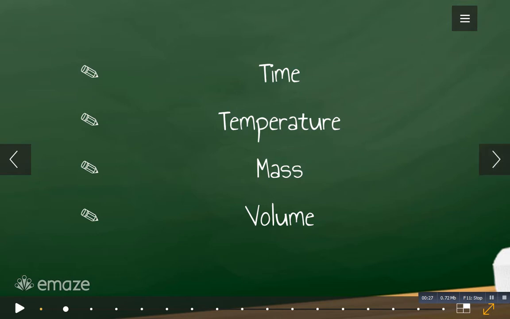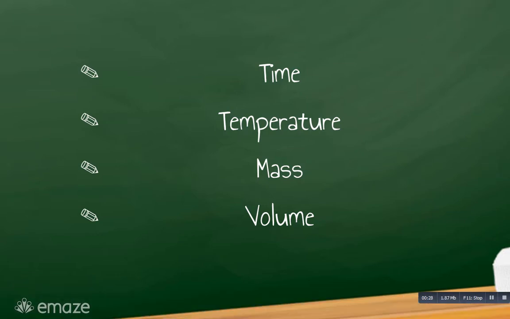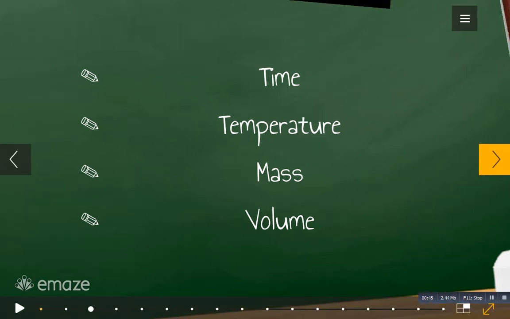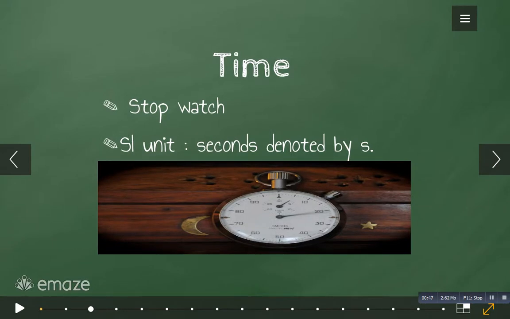Well, in chemistry, it is very important to measure certain physical quantities. Now, the most important quantities that you're going to study in this course will be time, temperature, mass, and volume. So how to measure time?